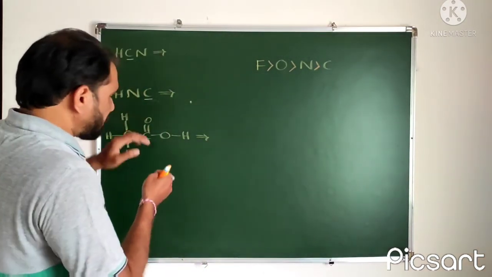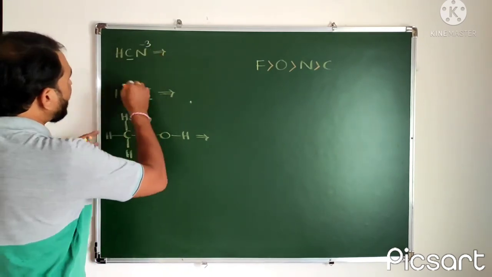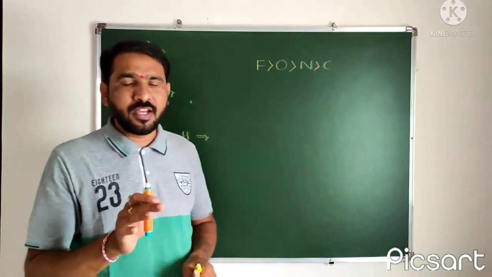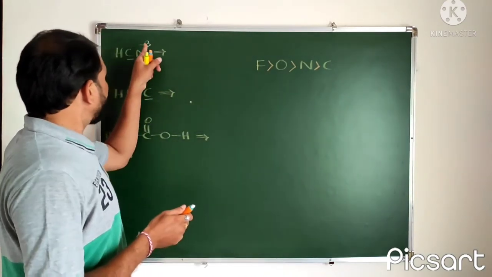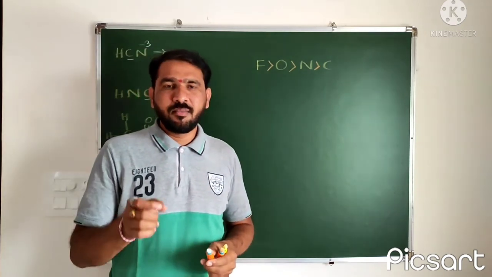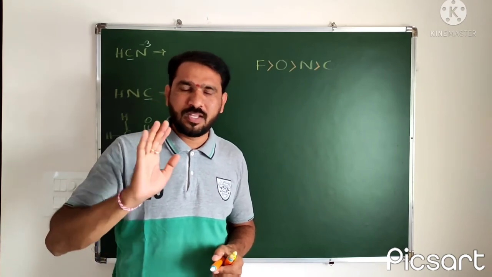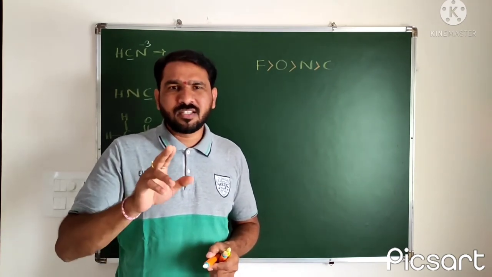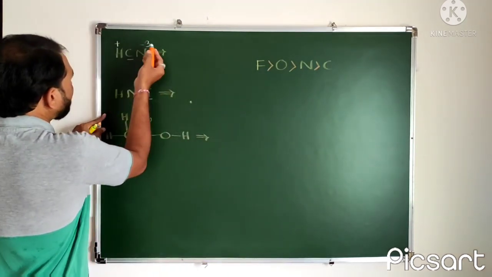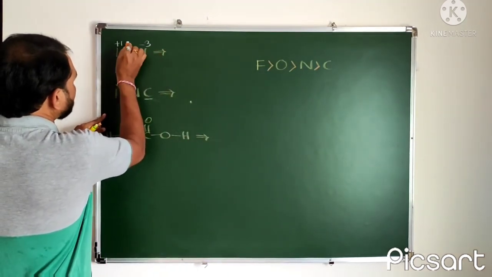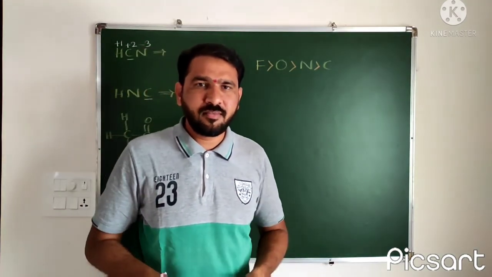So nitrogen shows -3 oxidation state, and since the overall molecule has no charge, the number of negative charges equals the number of positive charges. The negative charges are 3, so the positive charges are also +3. Among the +3, +1 is deducted by hydrogen. What remains? +2. Like this we can get the oxidation state of carbon easily.